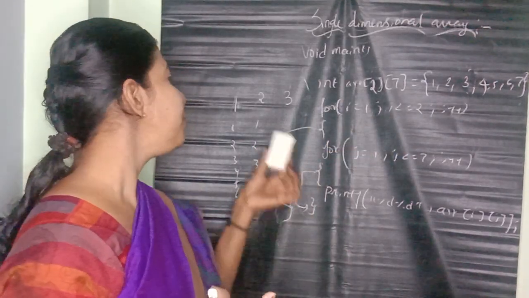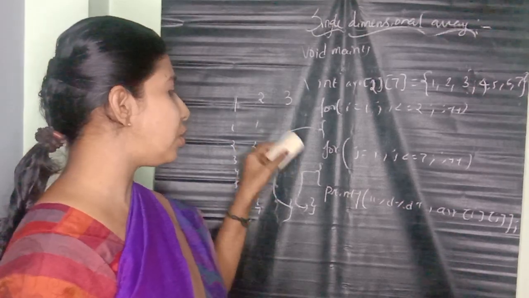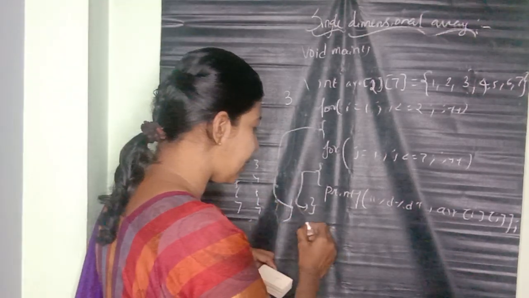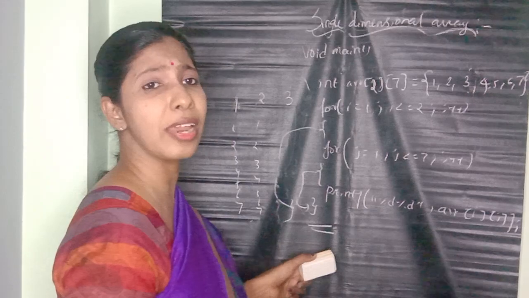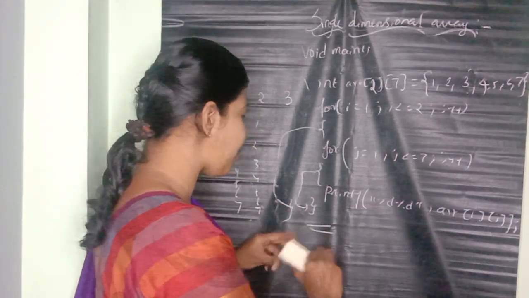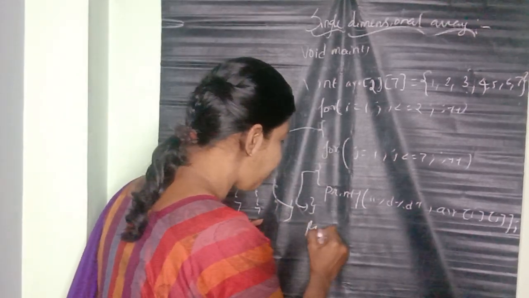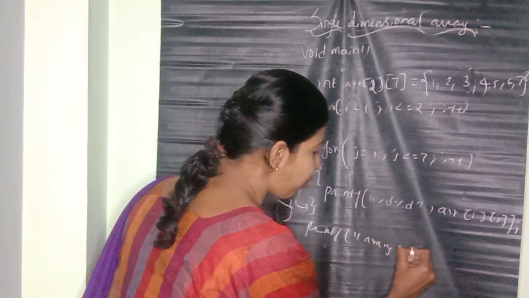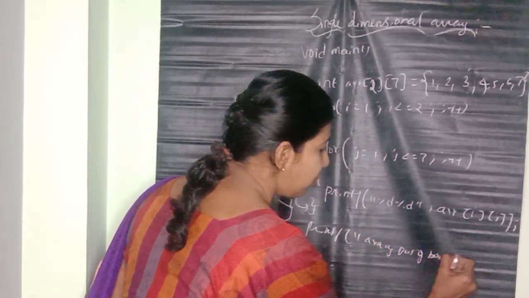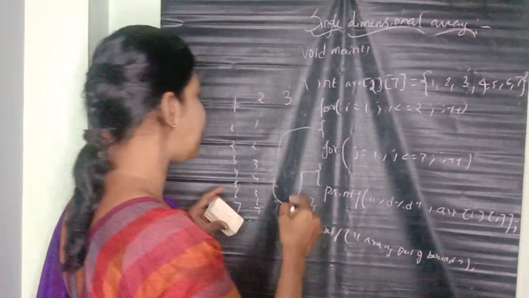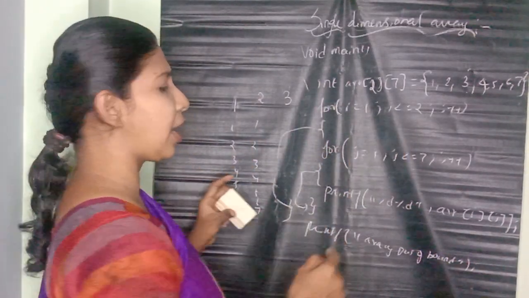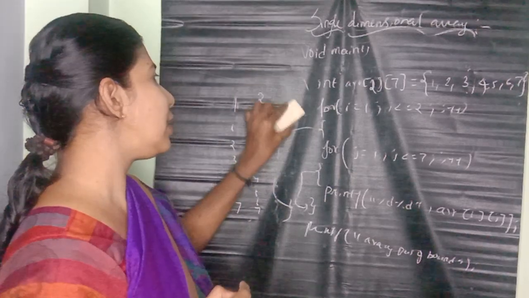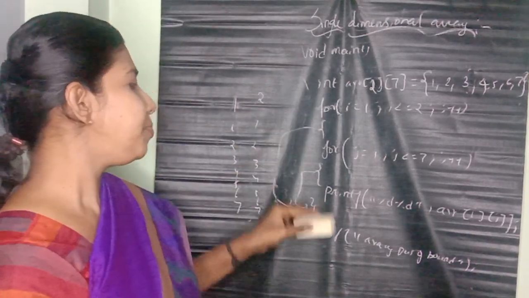So what happened? The array jumps here. I am not giving any statement. If you also give any statement, print array out of bound. If you printed here, what happens? I is equal to 3, what happens? Array out of bound is printed. So 3 means array out of bound is printed.